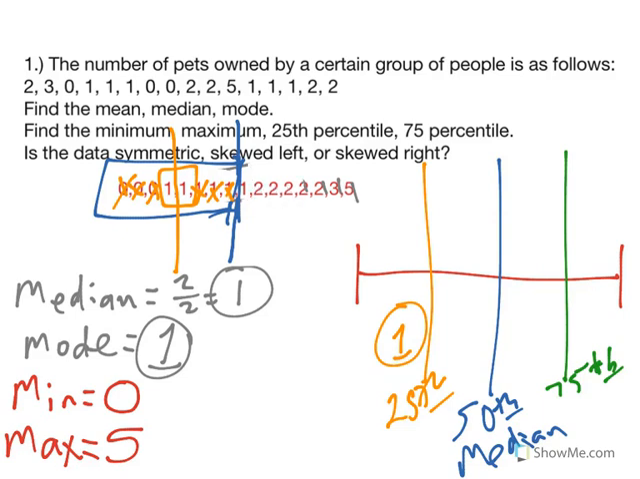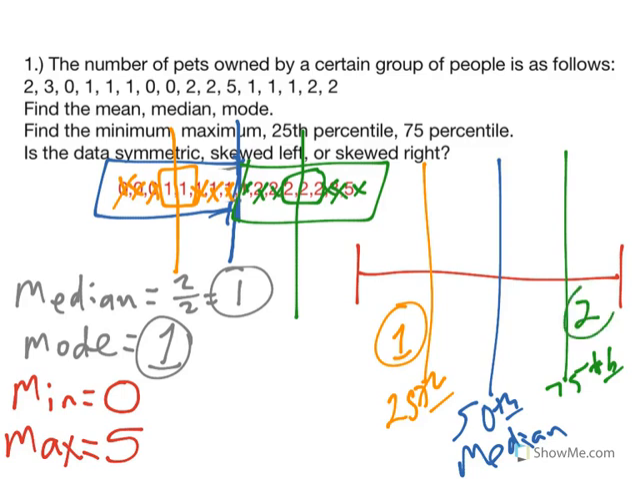Now to find my 75th, I look at the green box, because it's the upper half. So if I find the median of the upper half, it's right between these two, and if I split it, I know my 75th percentile is 2. Now, let me see if I can make this a little bit prettier so you can see what I'm dealing with here.